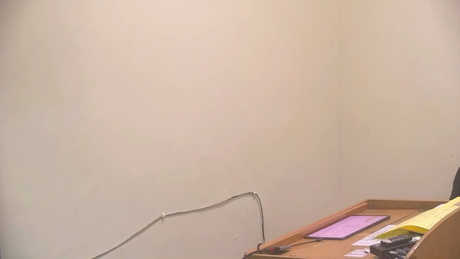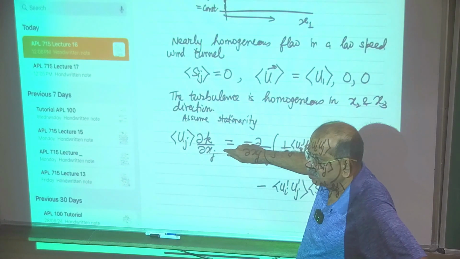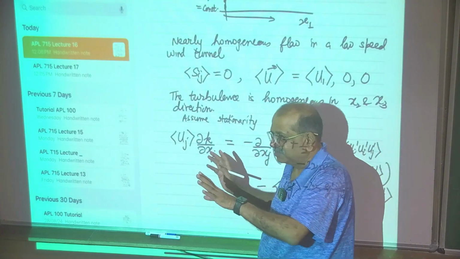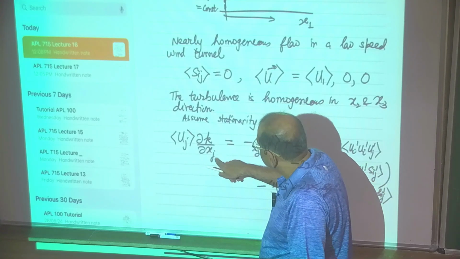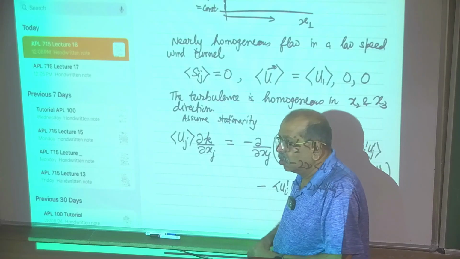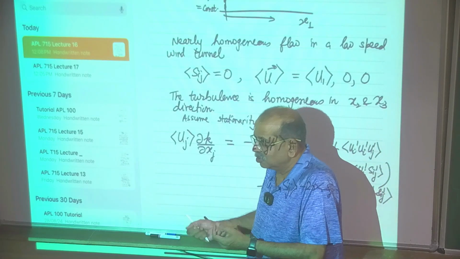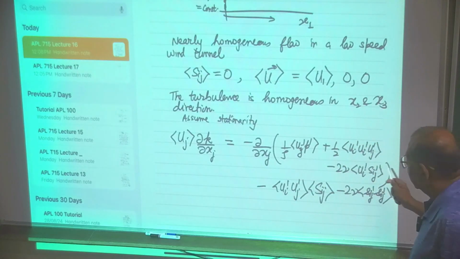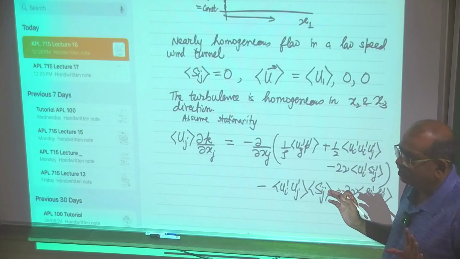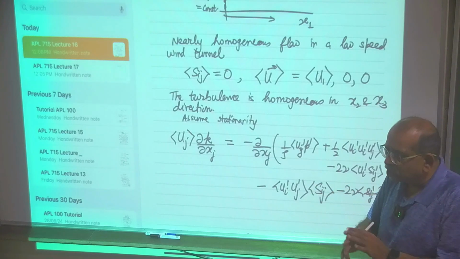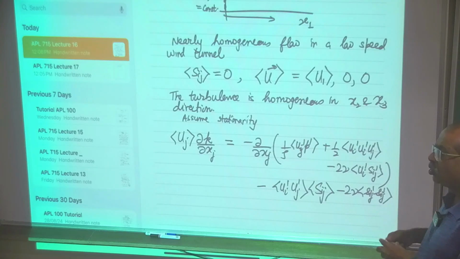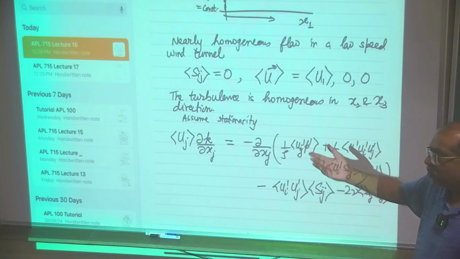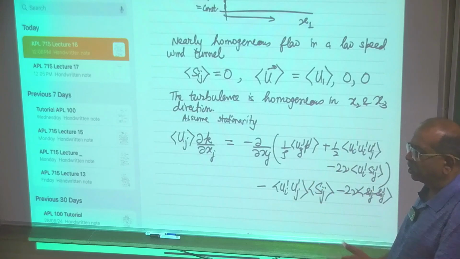You should know how to simplify terms like this. Suppose I give you velocity is equal to u1 plus u2 plus u3, all the three are not zero, and let us say they depend only on x1, or they depend on x1 and x2, not on x3. Then how do you expand this? And how do you expand this? You should be able to do that. For different situations, individual expansions you should be able to do. And then maybe I may ask you to use the continuity equation to show that this term also becomes zero and things like that.